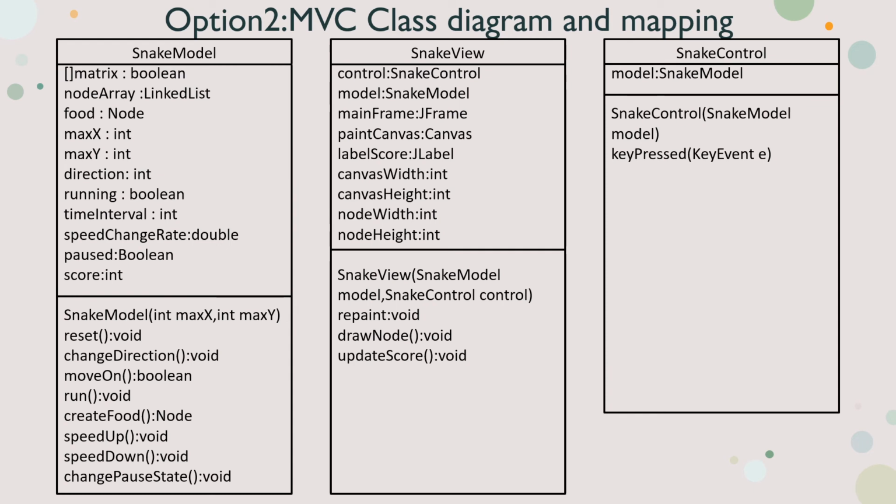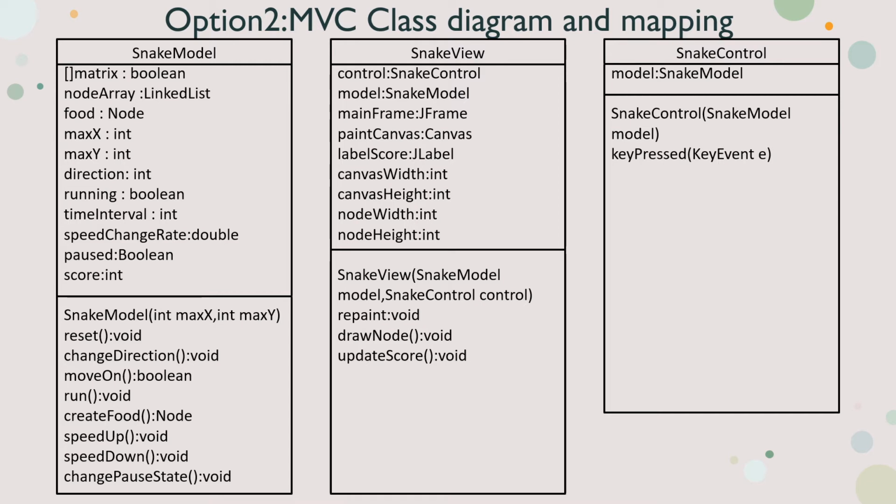Next is the class diagram for MVC and the mapping between components and classes. I think the mapping is very intuitive. There are three kinds of classes, which are snake model, snake view, and snake control. They represent those three components separately.